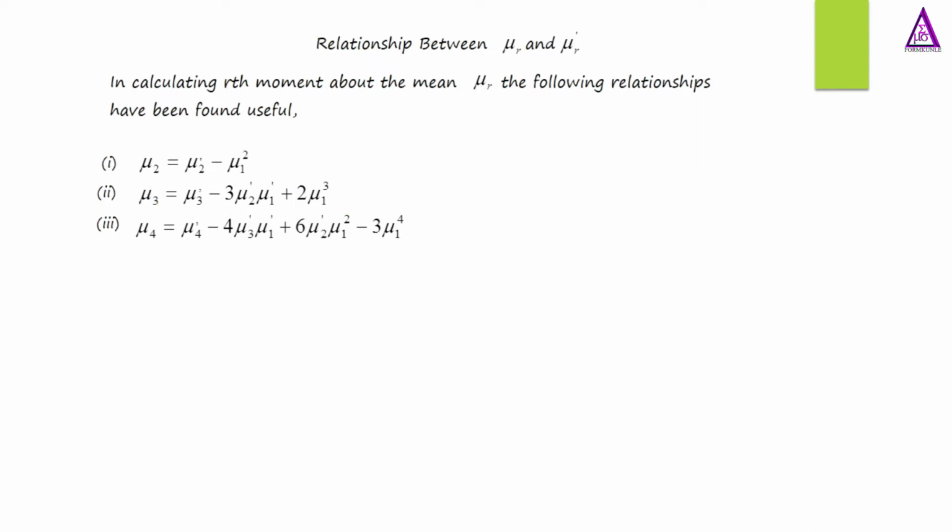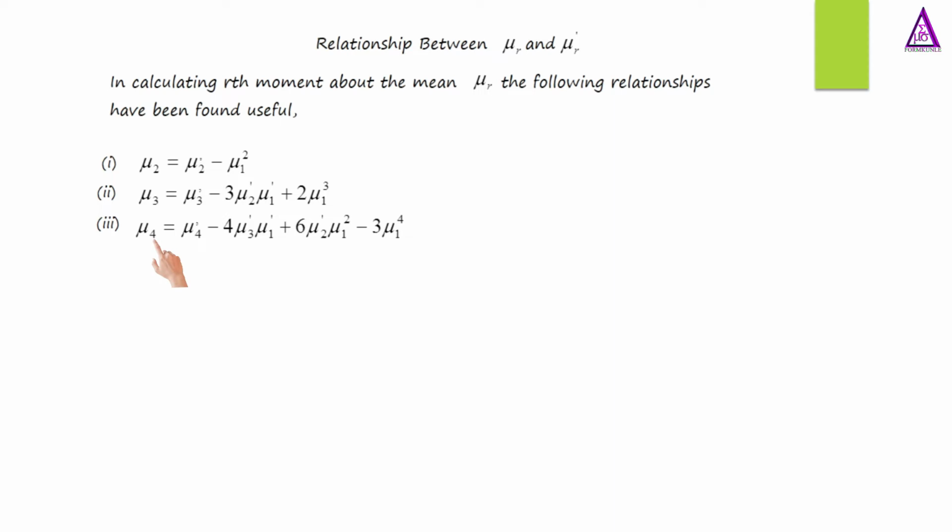The third moment about the mean can be obtained by finding the third moment about the origin, minus 3 times the second moment about the origin multiplied by the first moment about the origin, plus 2 multiplied by the first moment about the origin cubed.